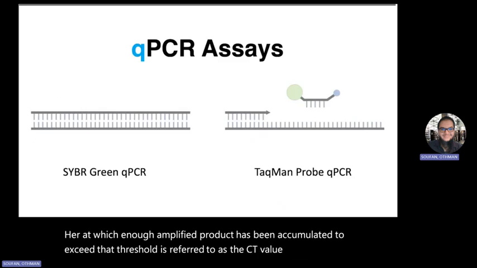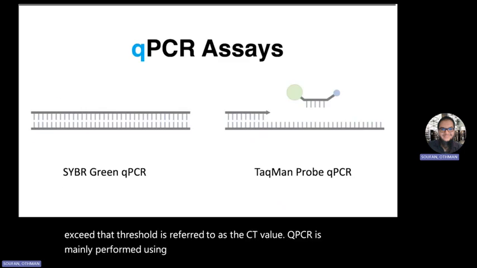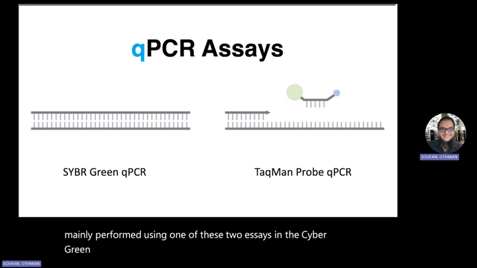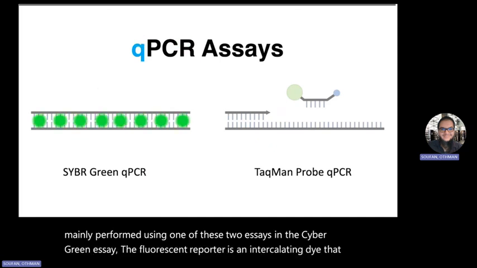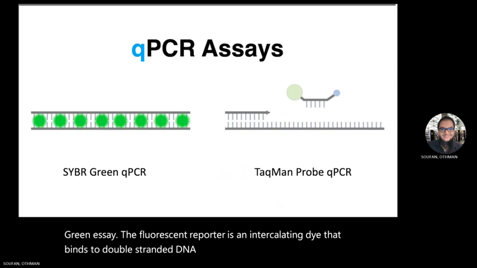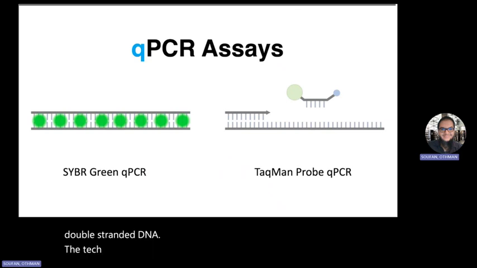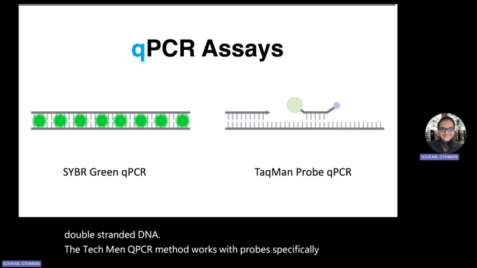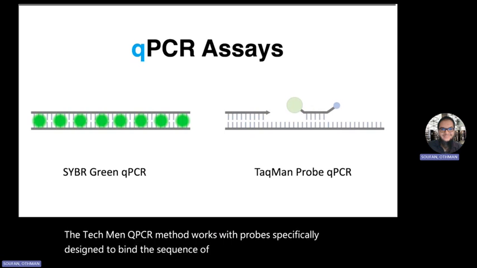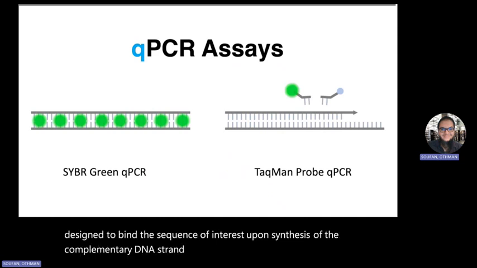qPCR is mainly performed using one of these two assays. In the SYBR Green assay, the fluorescent reporter is an intercalating dye that binds to double-stranded DNA. The TaqMan qPCR method works with probes specifically designed to bind the sequence of interest. Upon synthesis of the complementary DNA strand, the probe is cleaved, which results in a fluorescent signal.